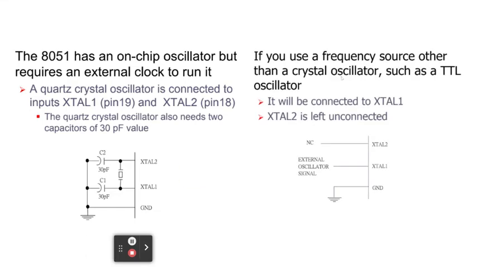Now, if you use a frequency source other than a crystal oscillator, for example, a transistor to transistor logic oscillator, then you will have no connection on Xtal2, and there will just be an external oscillator signal connected to Xtal1 and then the ground.